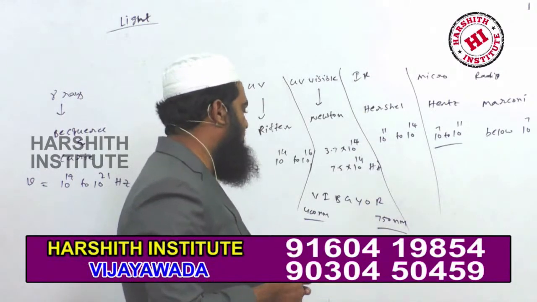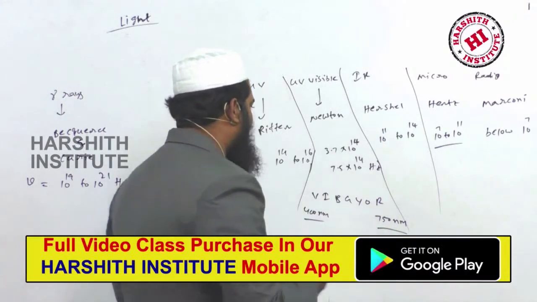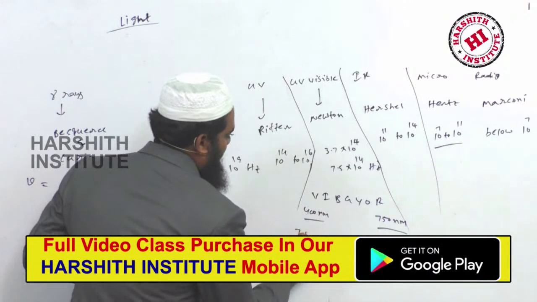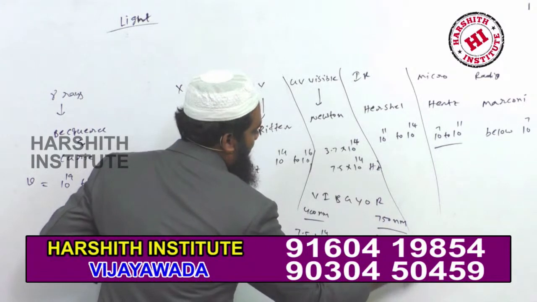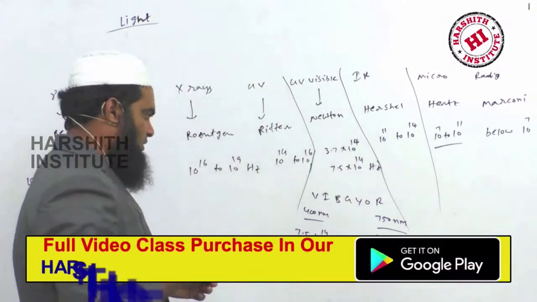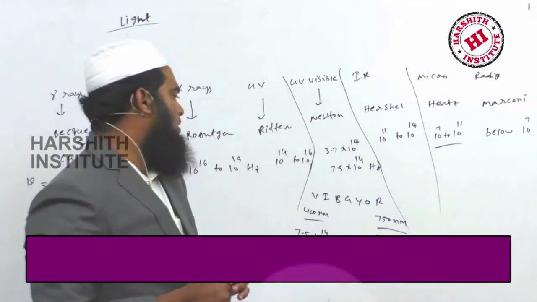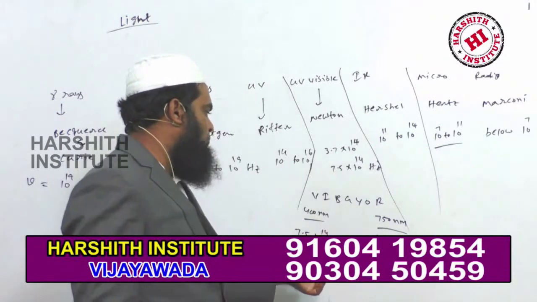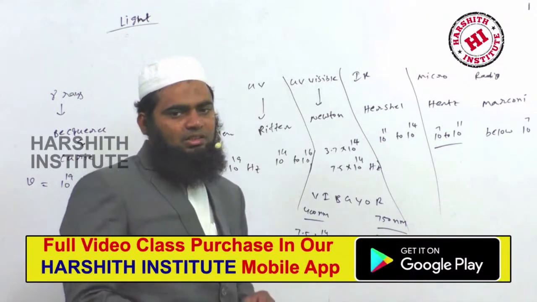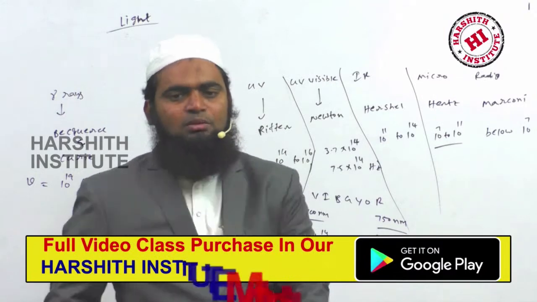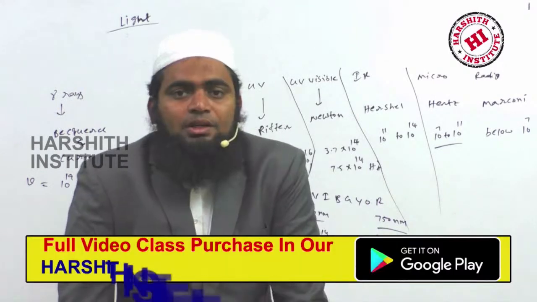The frequency is 3.7 times 10 power 14 to 7.5 times 10 power 14 Hz. So this is the frequency of visible radiation. The visible radiation frequency will be 7.5 times 10 power 14 to 3.7 times 10 power 14. The source of the light will have different patterns also.